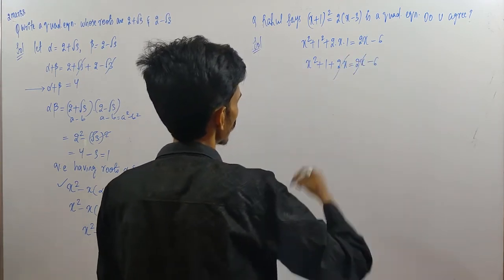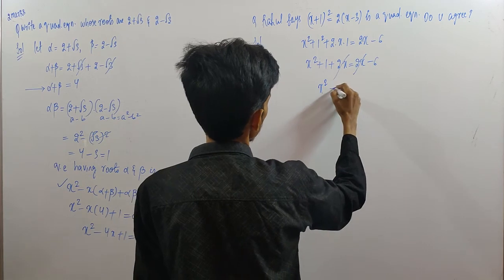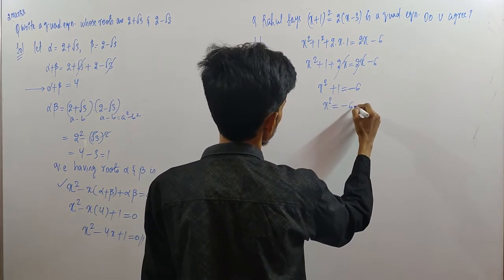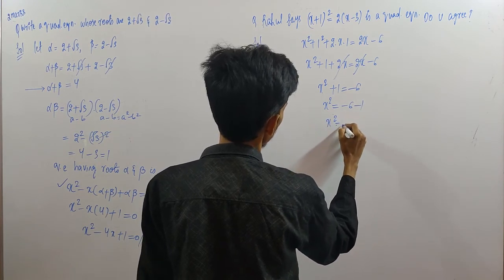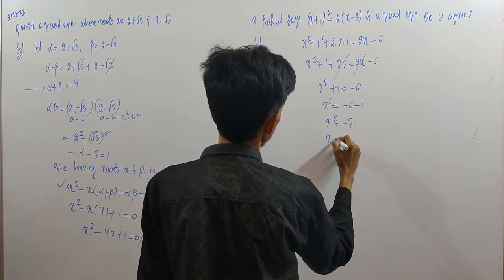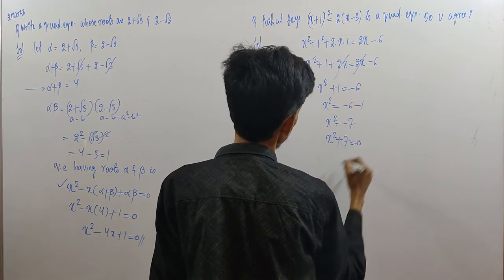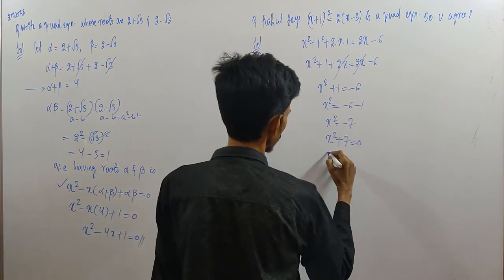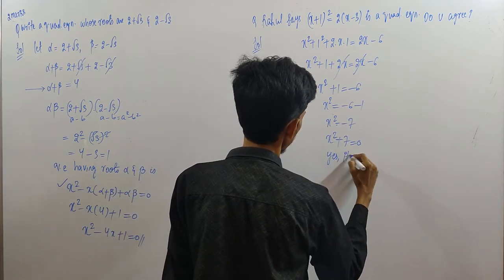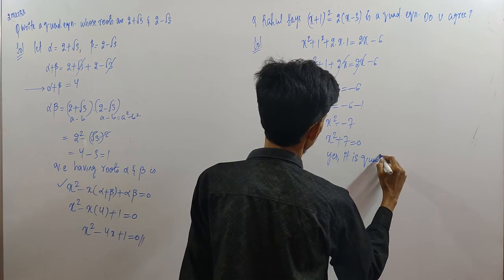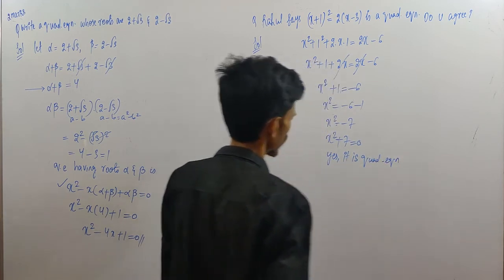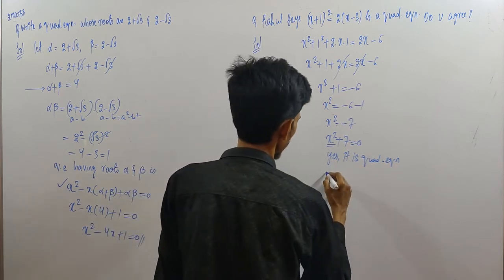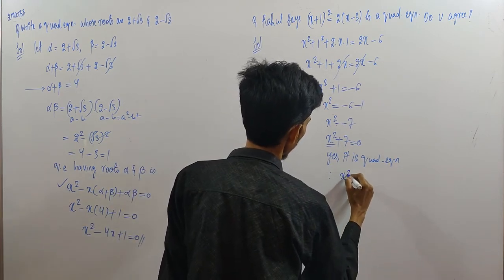These two will get cancelled. We have x square plus 1 is equal to minus 6. So x square is equal to minus 6 minus 1. We have x square equal to minus 7. So this can be written as x square plus 7 equal to 0. Yes, this is a quadratic equation, since we have the x square term.